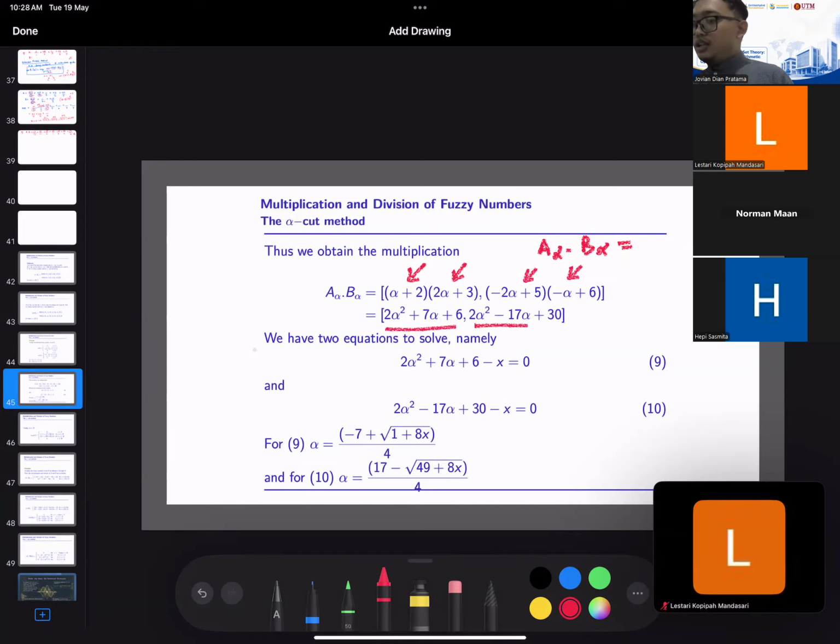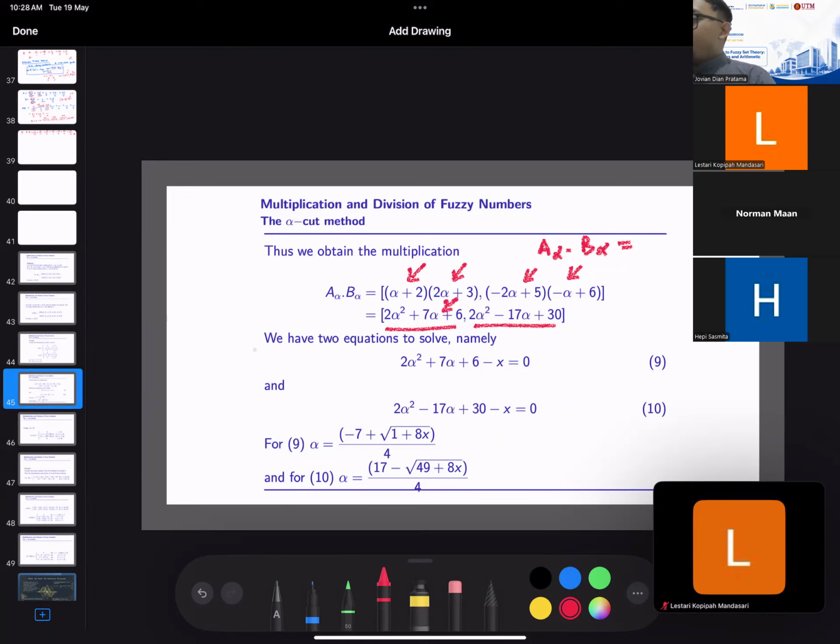So you expect that after the multiplication of two triangular fuzzy numbers, you will not actually get a linear equation. You will get a quadratic. So instead of getting a straight line representing the lower bound of the product between two fuzzy numbers, you will get a curve, because this one is actually in the form of a quadratic.